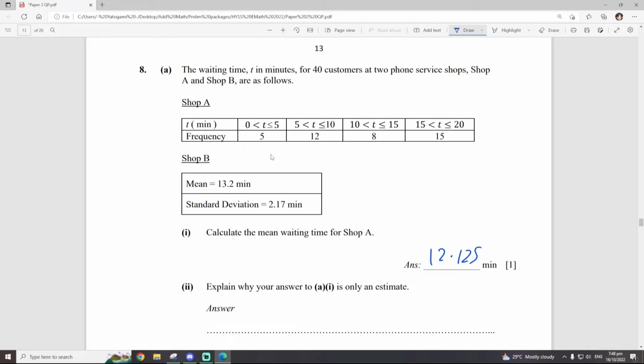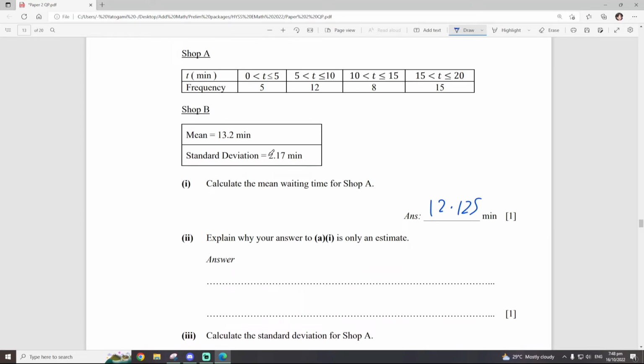Explain why this is only an estimate. Well, it's because we assume all customers spend the median time in each class interval.